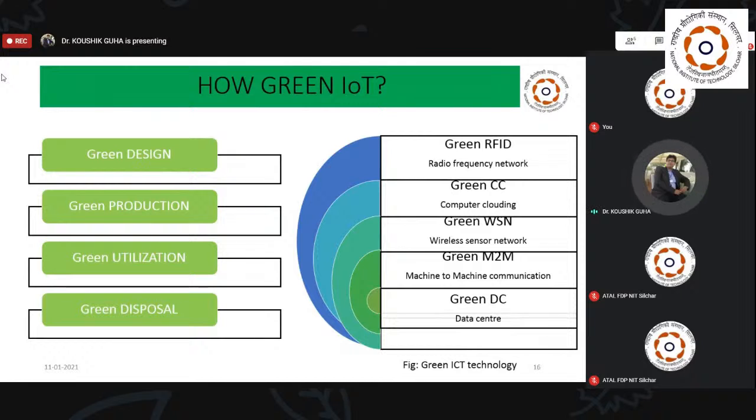So green RFID means radio frequency identification, green CC means cloud computing, green WSN means wireless sensor networks, and that will not use the battery as a power source, obviously using energy harvesting as a technique to power up. Then green machine to machine communication, and then data center. So this is actually the ICT technology. In the ICT technology, these 6 technology verticals are important to make any ICT, or information and communication technologies.